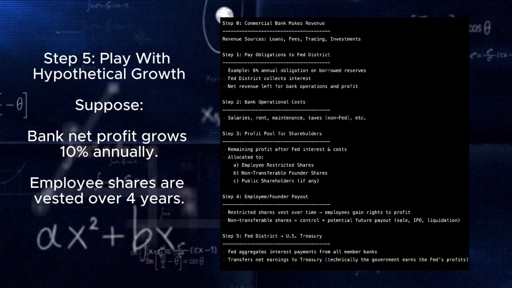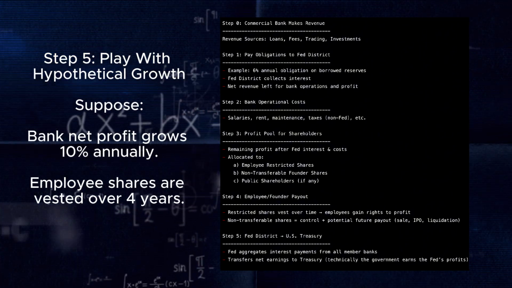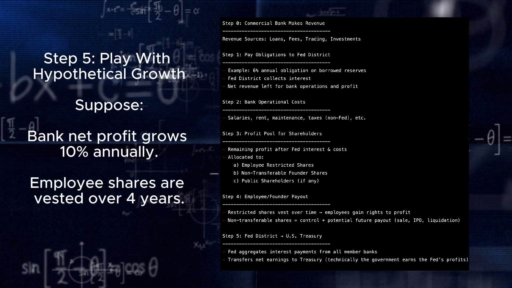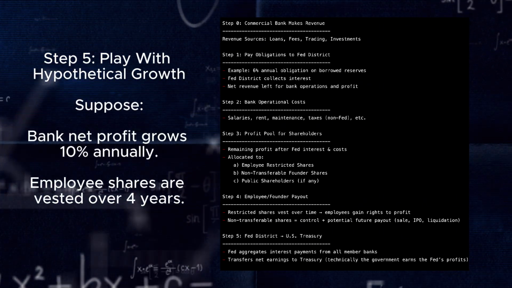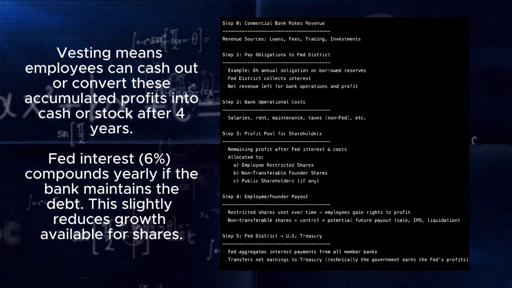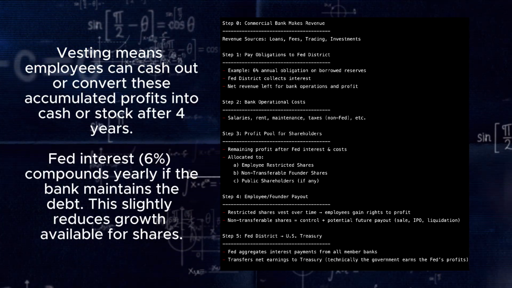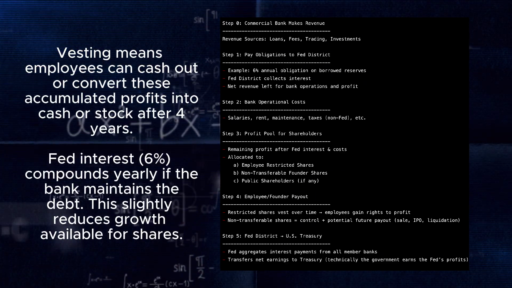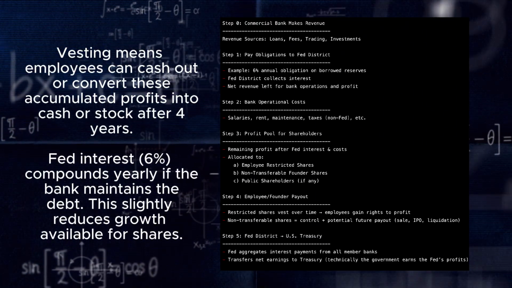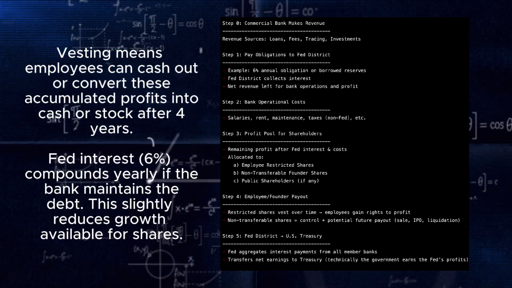Step 5. Play with hypothetical growth. Suppose bank net profit grows 10% annually. Employee shares are vested over 4 years. Vesting means employees can cash out or convert these accumulated profits into cash or stock after 4 years. Fed interest of 6% compounds yearly. If the bank maintains the debt, this slightly reduces growth available for shares.